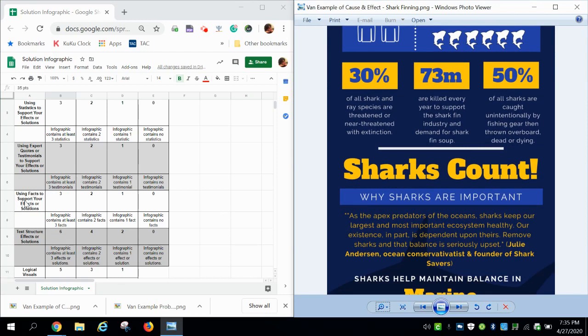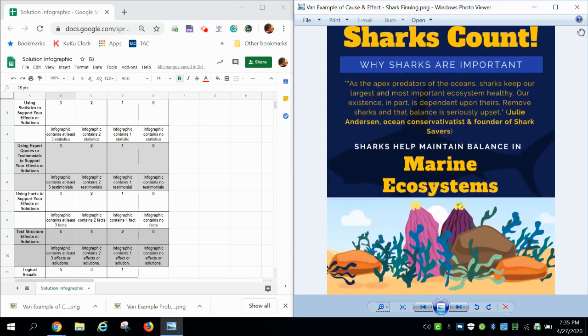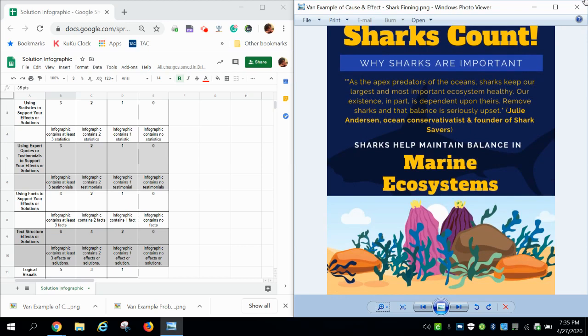Using facts to support your effect or your solution. So let's take a look at some other facts here. Sharks help maintain balance in marine ecosystems. Well, yes, that's a fact.